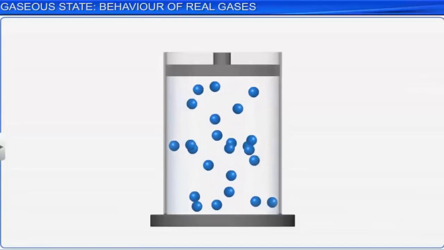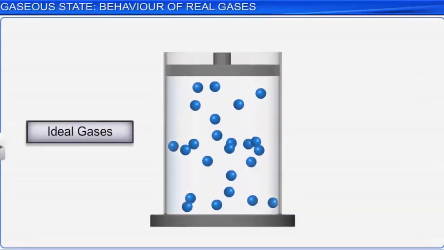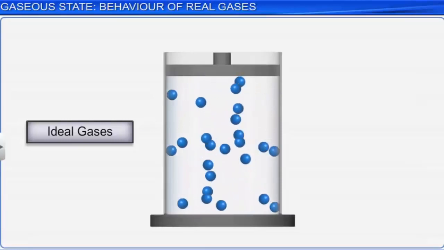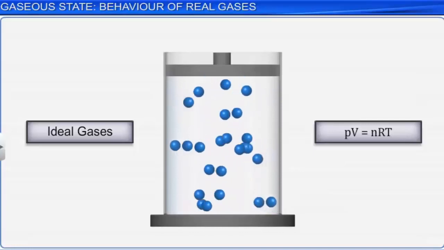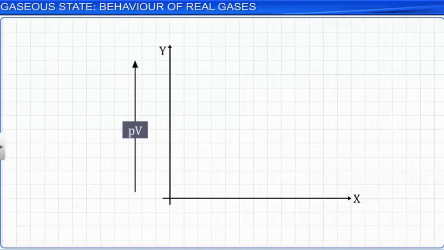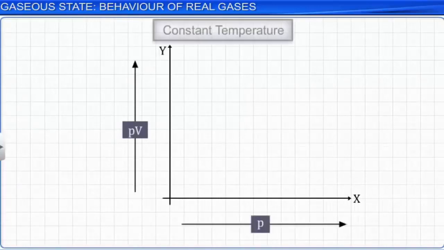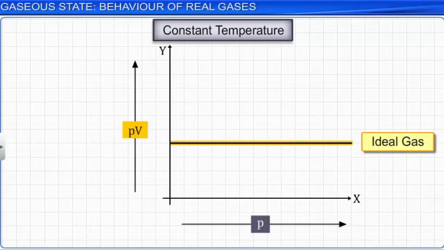Gases that obey the ideal gas equation are called ideal gases. The ideal gas equation is PV = nRT. If we plot a graph of PV versus pressure at constant temperature, then, according to Boyle's law, we should get a straight line parallel to the x-axis, as PV is constant at constant temperature for a fixed amount of gas.